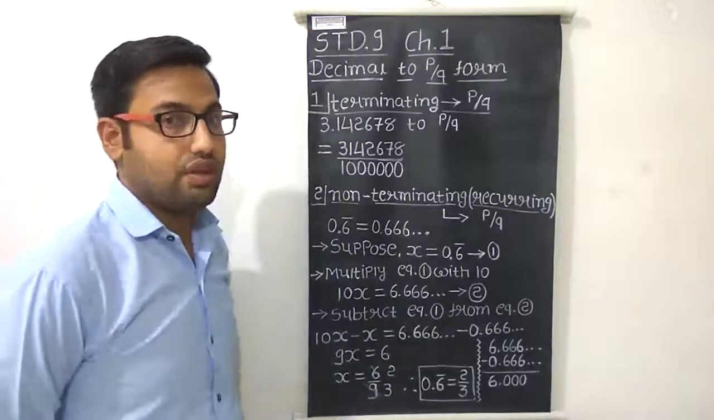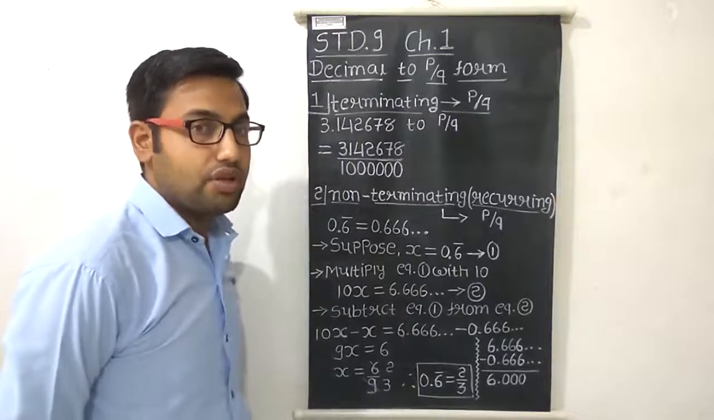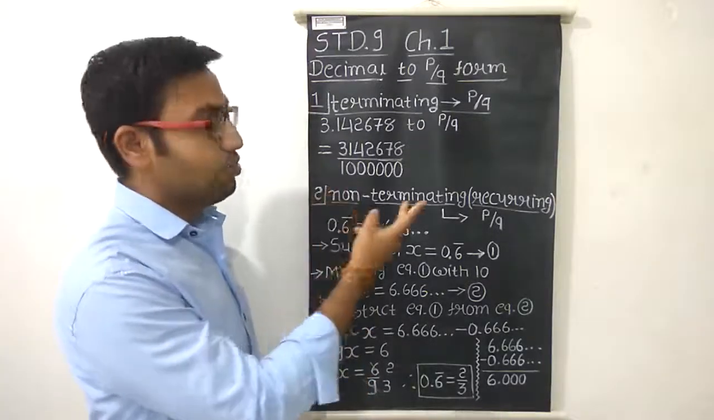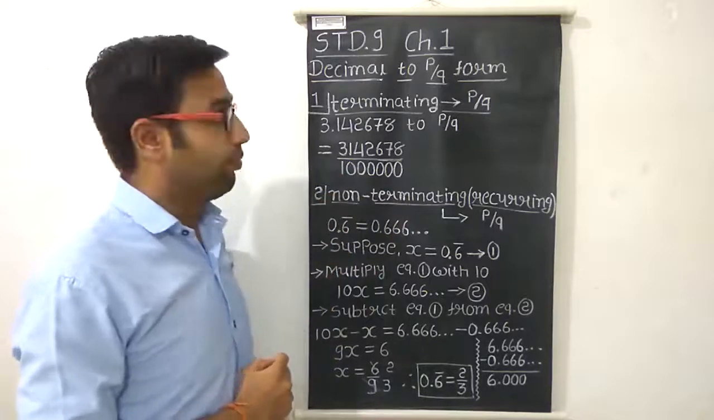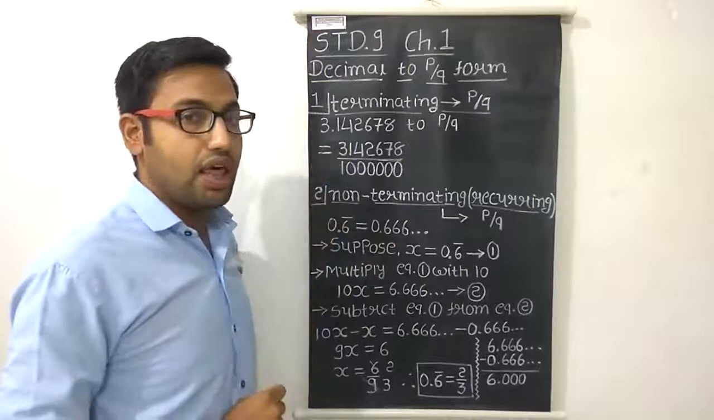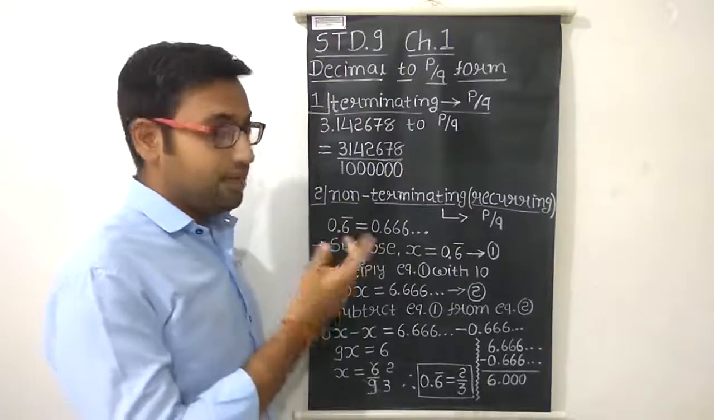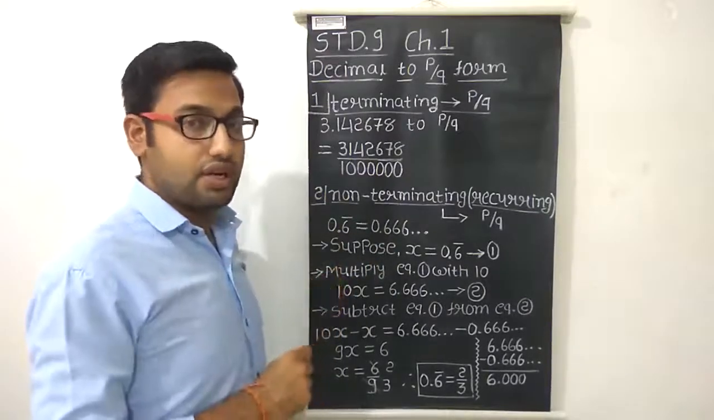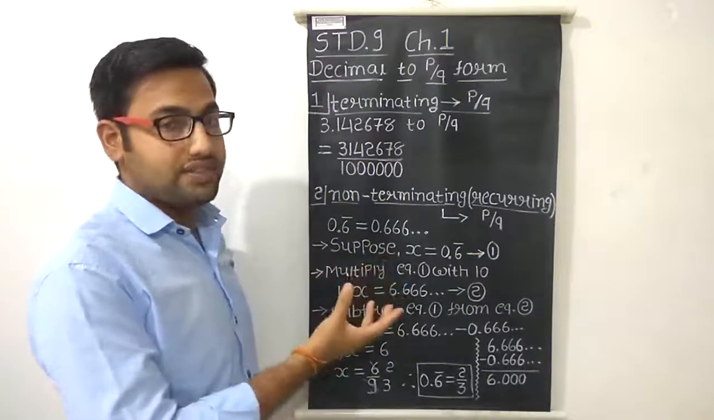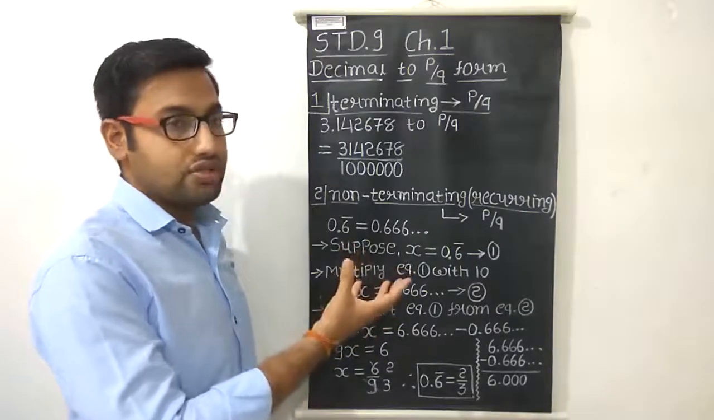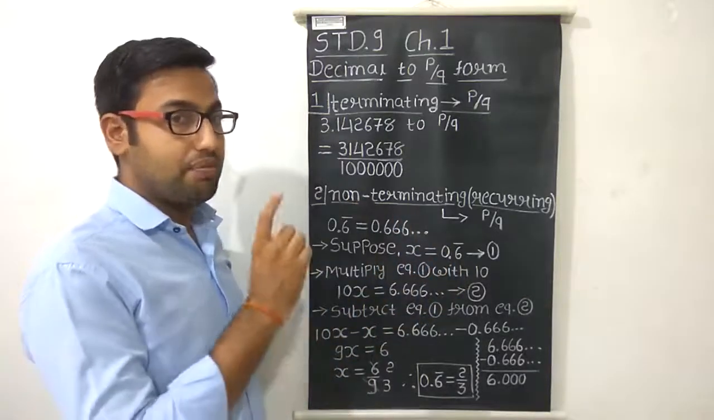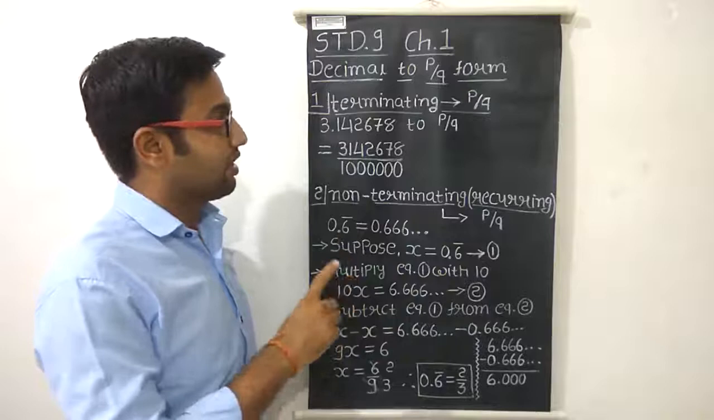Hello students, today we will study how to convert the decimal form to the P upon Q form. This is the topic of Standard 9, chapter number 1, number systems. In the previous class, we studied how to classify the real numbers into rational numbers or irrational numbers based on the decimal expansion, right?